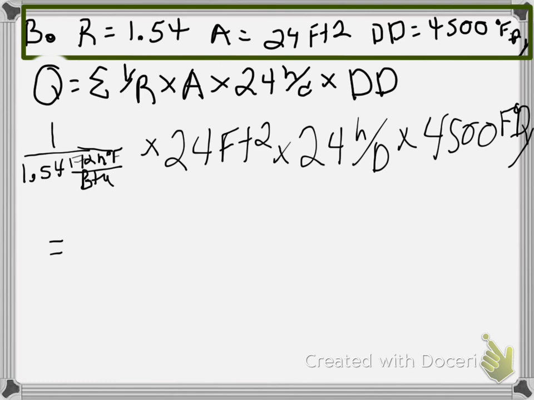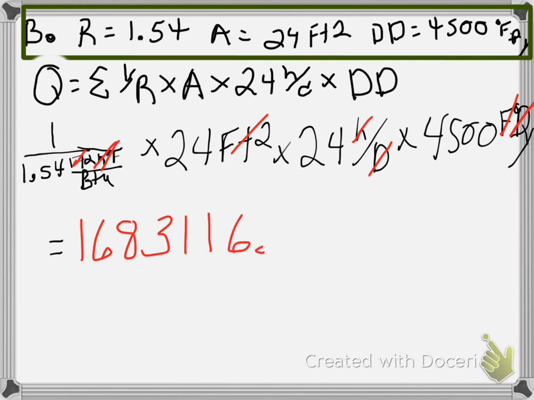Alright, so I placed everything into my equation, and I have my R value dividing into 1, and I'm going to cross out feet squared, hours with hours, degrees Fahrenheit with degrees Fahrenheit, and days with days, and I'm going to get BTUs in a year. So I'm going to do 1.54 divided into 1 times 24 times 24 times 4,500, and I get 1,683,116.88 BTUs per year.